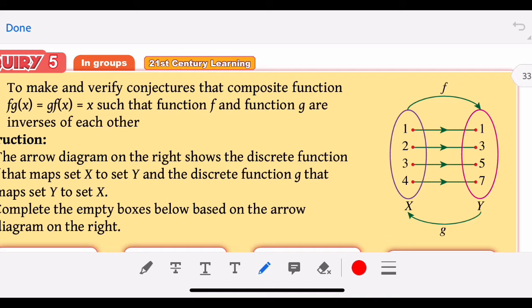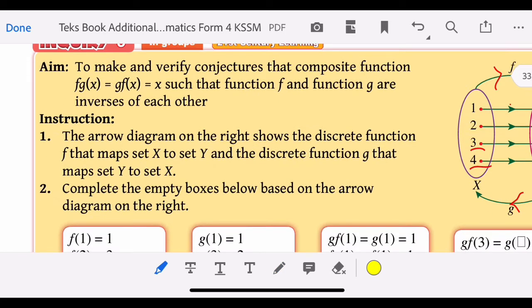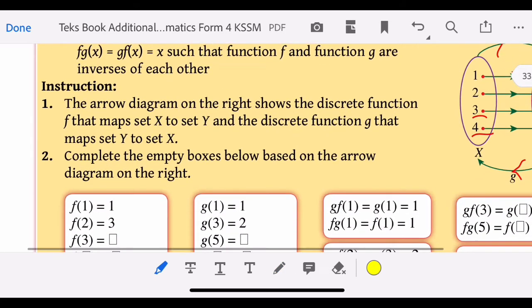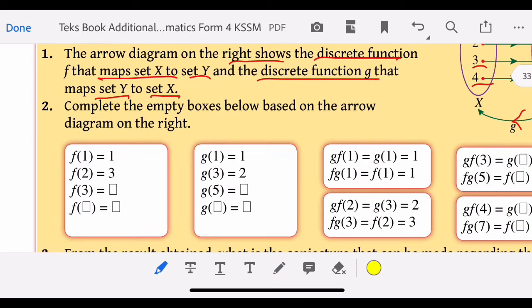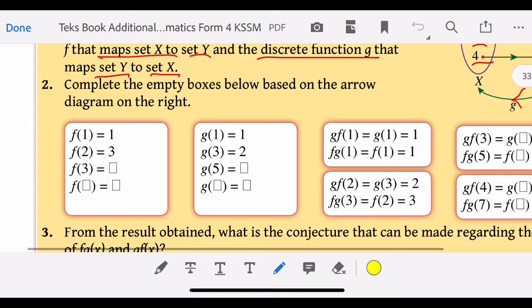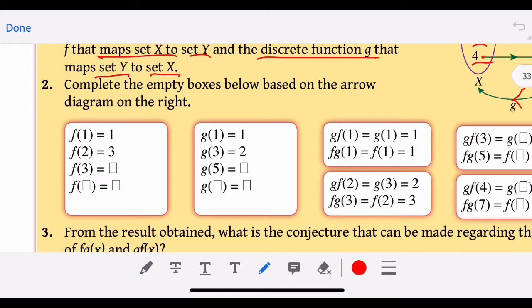The f will bring 1 to 1, 2 to 3, and 3 to 5, and 4 to 7. This is f, and the function g will bring back y to x. That means the function g is the inverse of f. So the arrow diagram on the right shows the discrete function f that maps set x to set y, and the discrete function g that maps back set y to set x. So complete the empty boxes based on the arrow diagram.